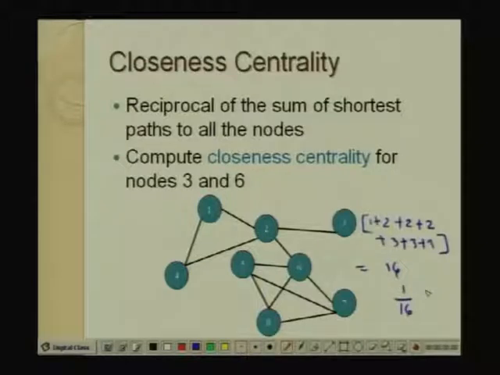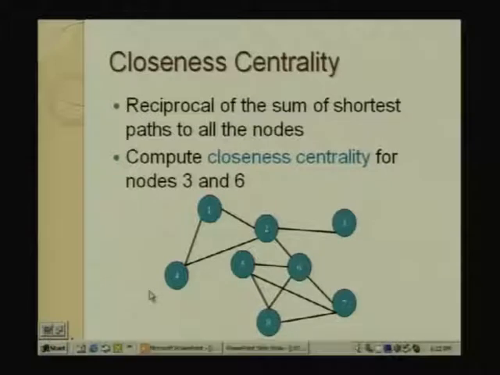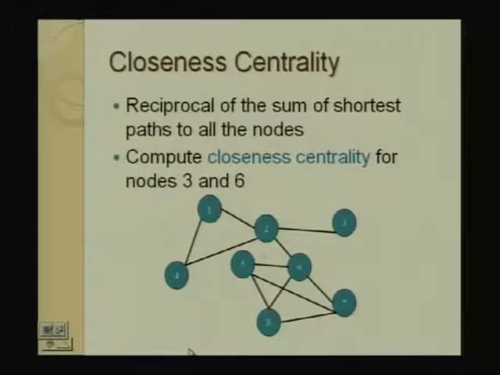Do you think the closeness centrality will be higher for 6 or lower for 6? The centrality will be higher. The sum of the distances will be lower because it is more centrally located, in the sense that it is closer to most of the other nodes. Okay, so it is again a very simple thing.